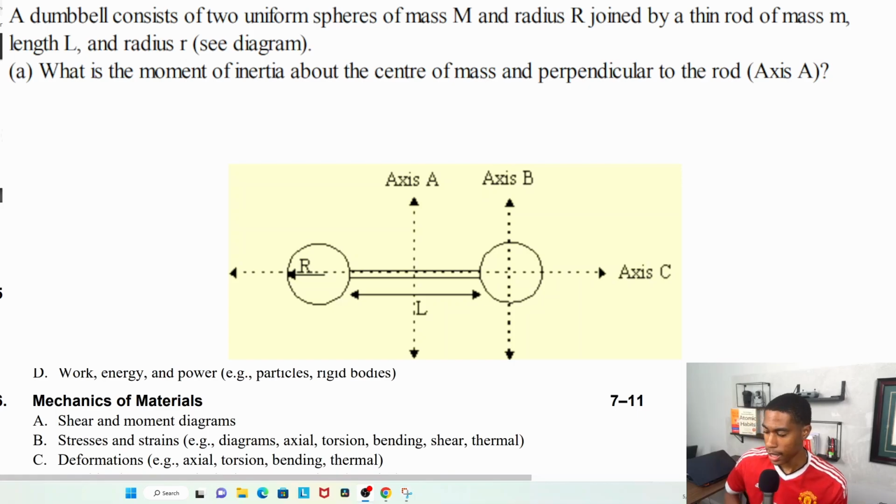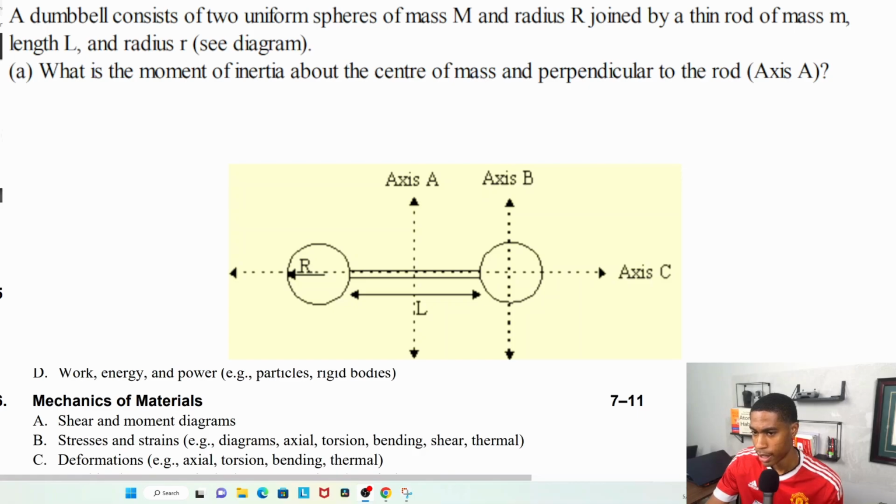Okay, a lot of information here. Before I do any problem, I always ask myself, can I use the reference handbook for this? It's asking for the moment of inertia about this object. So I know that in my reference handbook, there are some formulas for moments of inertia. Looks like I have a rod coming in along the center, and then I have two spheres on the outside that make up my dumbbell.